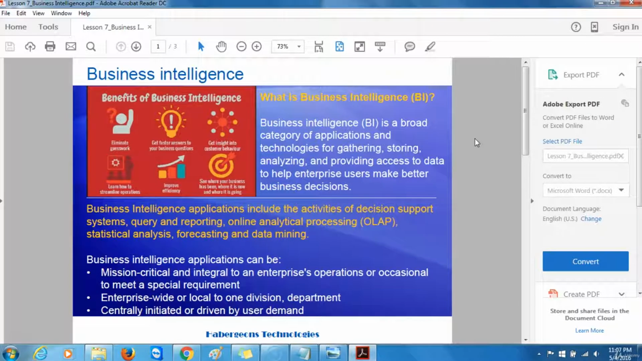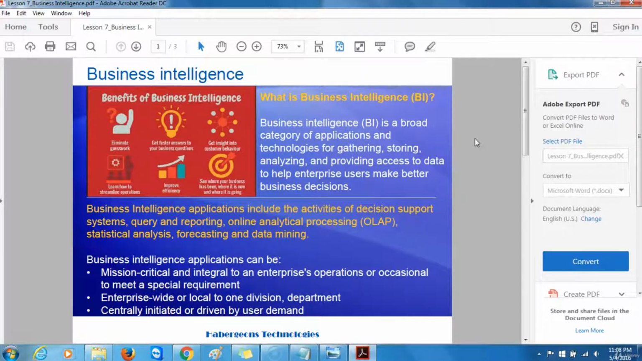What is business intelligence? Business intelligence is a broad category of applications and technologies for gathering, storing, analyzing, and providing access to data to help enterprise users make better business decisions. You will notice from the definition that business intelligence encompasses a broad category of applications, not just one application, but a collection of applications and technologies.